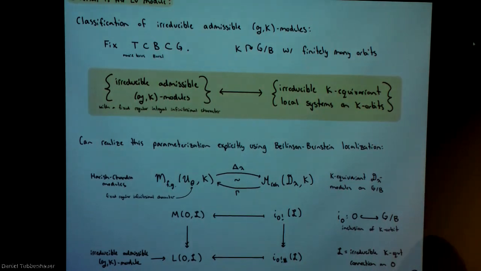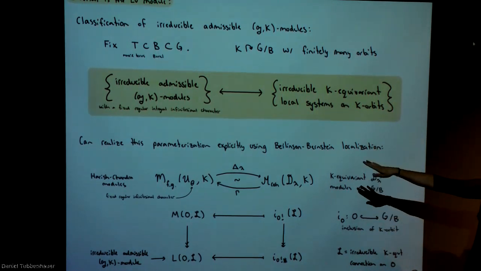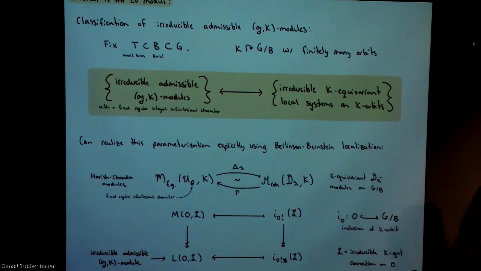So over here on the left, I just have a little diagram. If we want to look at these irreducible GK modules, which are sometimes called Harishchandra modules, we can localize and look at corresponding D-modules, k-equivariant D-modules on the flag variety. And then once we're in D-module land, there's a natural procedure for classifying our simple objects.